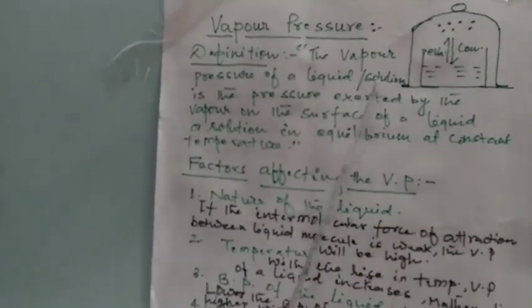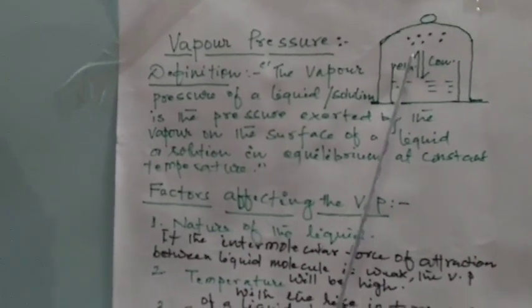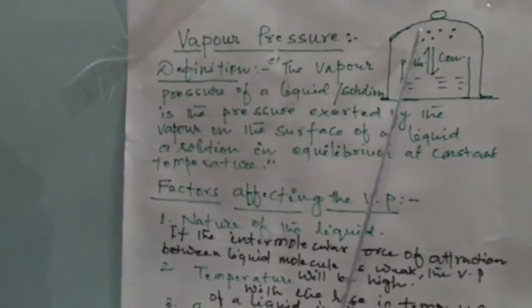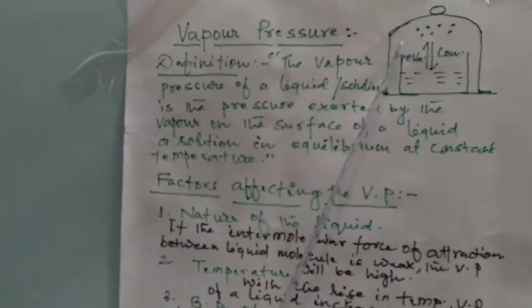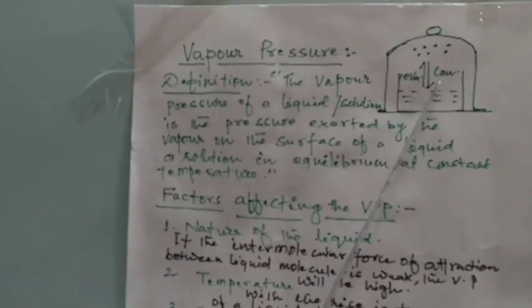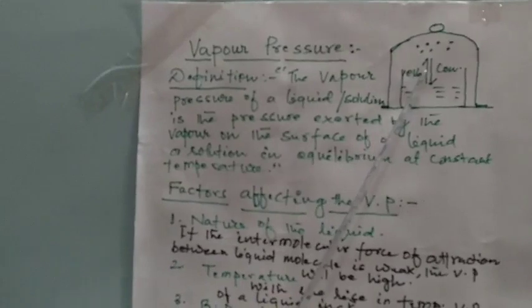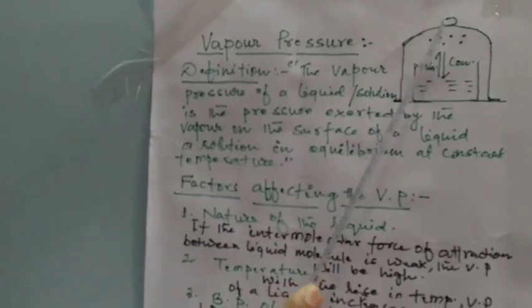So what will happen? After some time, an equilibrium will exist between the liquid and the vapor. That means at this instant, the rate of evaporation of the liquid and the rate of condensation of the vapor become the same, and at this stage the pressure exerted by this vapor over the surface of the liquid is called the vapor pressure of that liquid. So how can vapor pressure be defined?